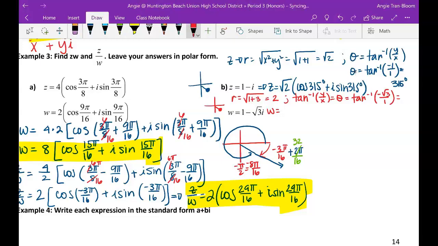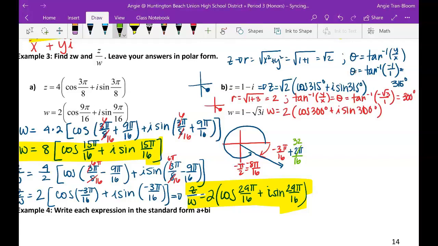-60 is equivalent to 300 degrees in the positive rotation. So w equals 2 times cosine of 300 degrees plus i sine of 300 degrees. Okay, so that's just what z and w converted to.